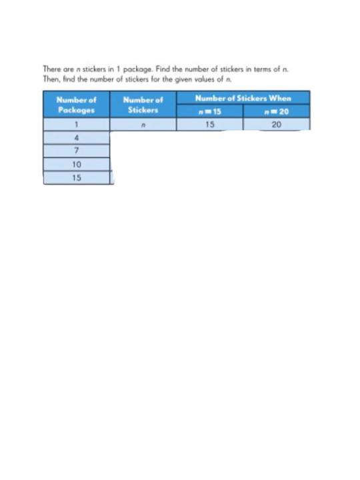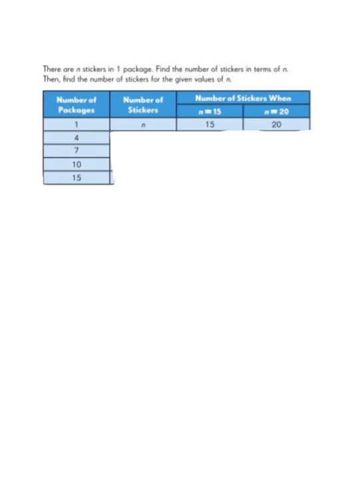If I had a table like this that says there are n stickers in 1 package, find the number of stickers in terms of n. Then find the number of stickers for the given values of n. So if I have 1 package and the number of stickers in it is n, calculate how many stickers I have when n equals 15 and when n equals 20. In the first case, 1 package means I have n number of stickers. When n is 15, I have 15 stickers. When n is 20, I have 20 stickers.